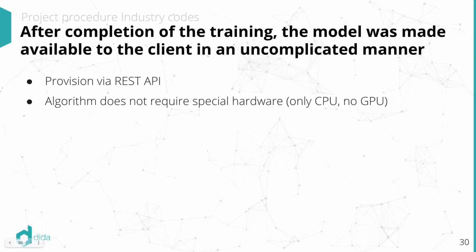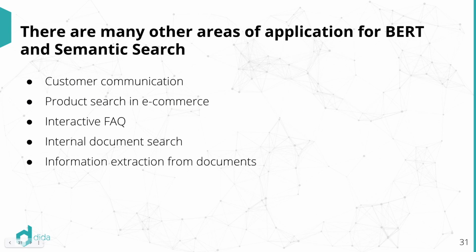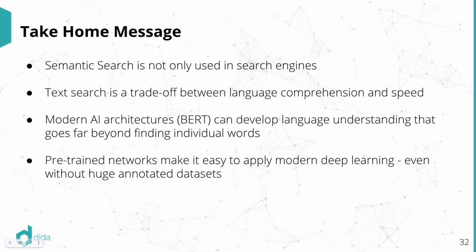Apart from this semantic search on industry code example, there are obviously many other areas of application for BERT and semantic search. A few examples could be customer communication, product search in e-commerce, interactive FAQs, internal document searches, or information extraction from documents. So to summarize this webinar, we have seen that semantic search is not only used in search engines, but also, for example, for semantic search between documents, and that text search is a trade-off between language comprehension and speed.